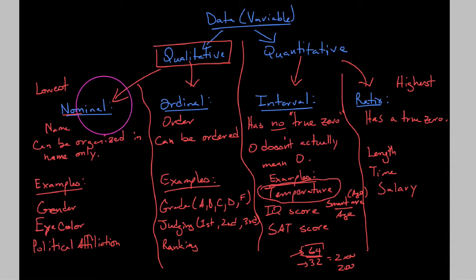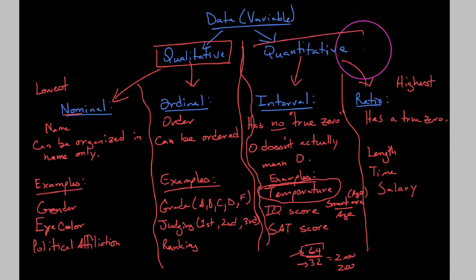But these are the 4 levels of measurement, starting with nominal and working our way up to ratio. The big difference is whether it's qualitative or quantitative. Nominal and ordinal are both qualitative; interval and ratio are both quantitative. Also, with nominal and ordinal, just remember name and order. Ordinal, you can put in order. Nominal, you can't. Interval has no true 0. Ratio does have a true 0. Those are the differences between those 4 levels of measurement.